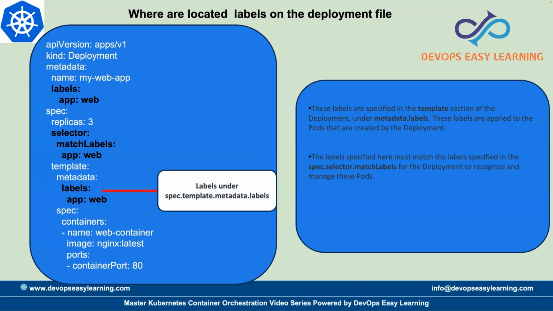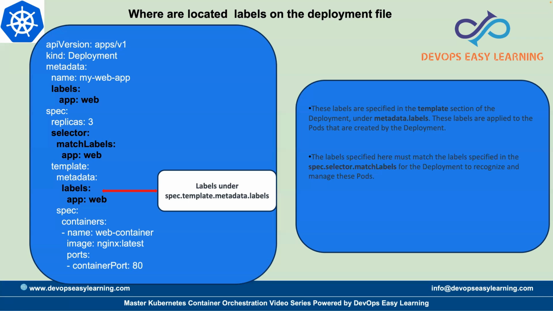Of course, it makes sense. I just explained something simple earlier. I said the label under spec selector matchLabels are actually the labels that Kubernetes uses to discover pods out there. And then I mentioned that the label under template metadata are the labels that will be assigned to the pod when it gets created.